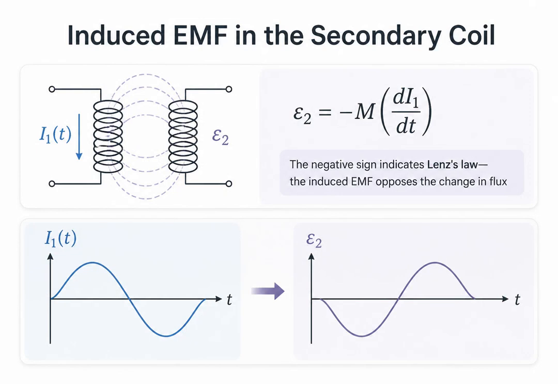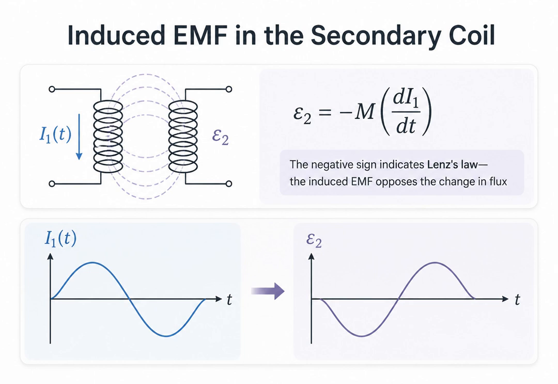When current in the primary coil changes with time, it creates a time-varying magnetic field. This changing field induces an EMF in the secondary coil given by epsilon2 equals negative M times di1 over dt. The magnitude of the induced EMF depends on how fast the current is changing. A rapid change produces a larger EMF. The negative sign reflects Lenz's law. The induced EMF always opposes the change that caused it.